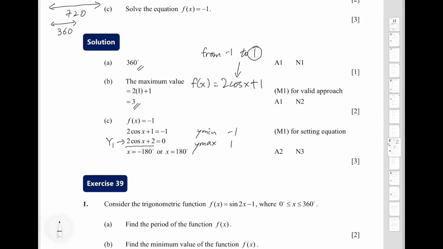Then in this situation, we can see that for this range of values of x, we have 2 x-intercepts in total. That would be -180 degrees and also 180 degrees.